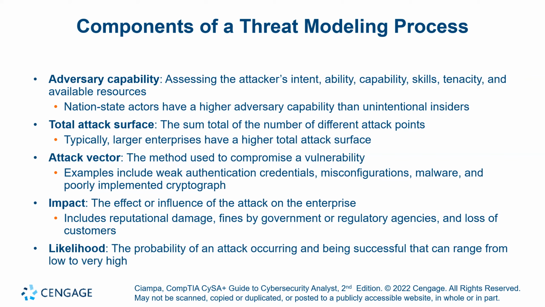Total attack surface: the sum total of the number of different attack points. Typically, larger enterprises have higher total attack surfaces. So the more moving parts that you have in your network, the more attack surface you have for them to get to. Attack vector: the method used to compromise a vulnerability. Examples include weak authentication credentials, misconfigurations, malware, and poorly implemented cryptography.